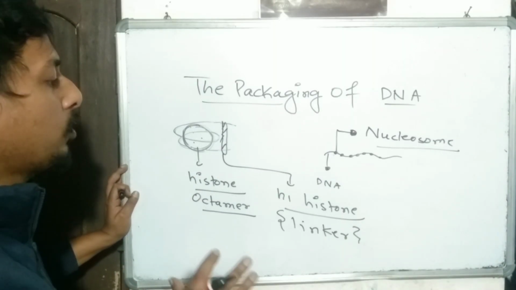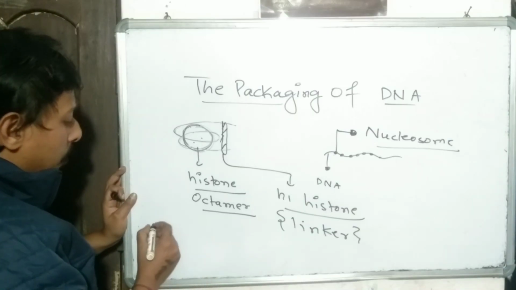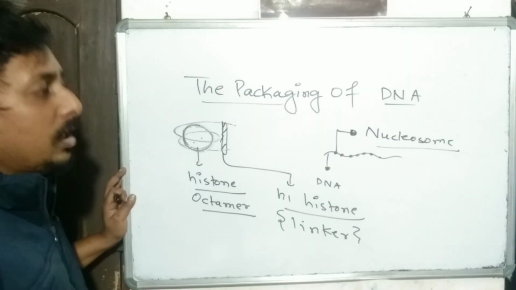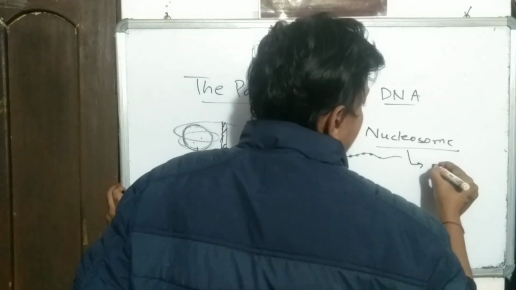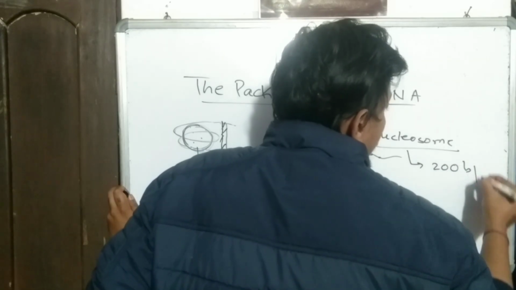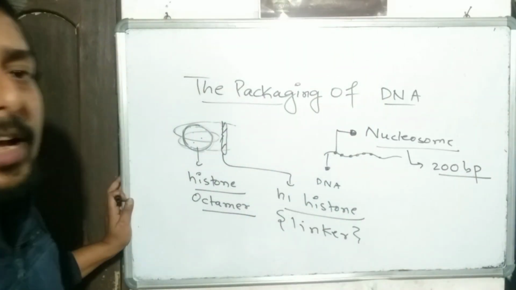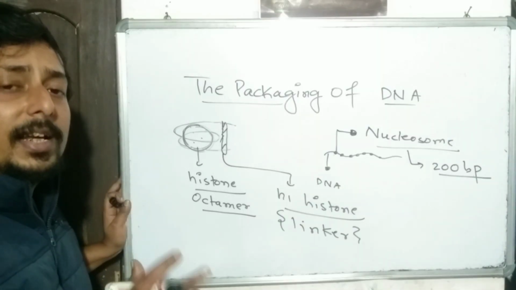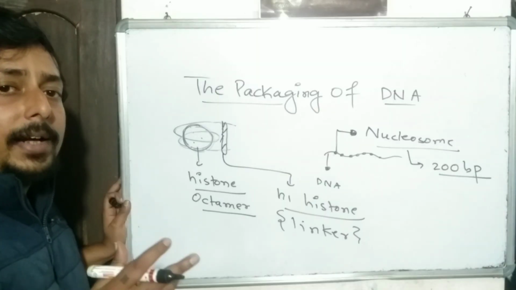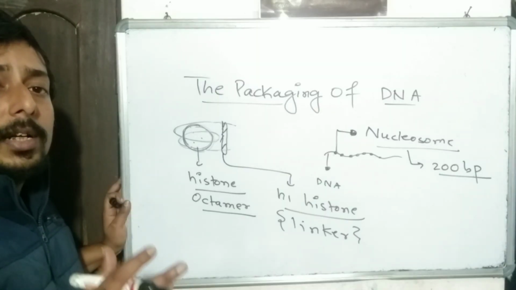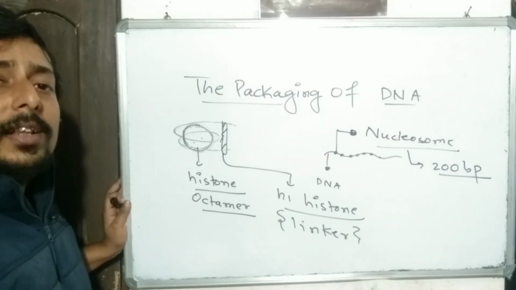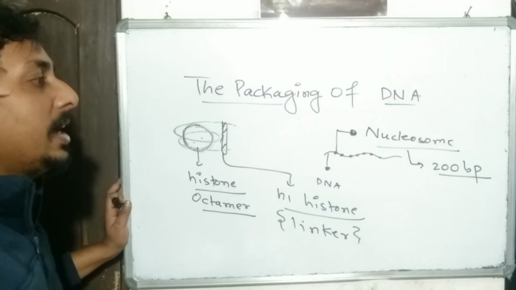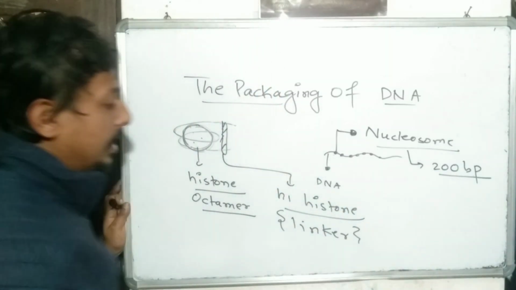Now we have to understand certain questions. Number one, how many base pairs are present in a nucleosome? The answer is very common, written in NCERT. You have to learn it by heart. In every nucleosome there are 200 base pairs. What are base pairs? The pairing between the nitrogenous bases, like A, T, G, C: adenine binds with thymine, and guanine binds with cytosine. These are the base pairs. So in a nucleosome there are 200 base pairs.